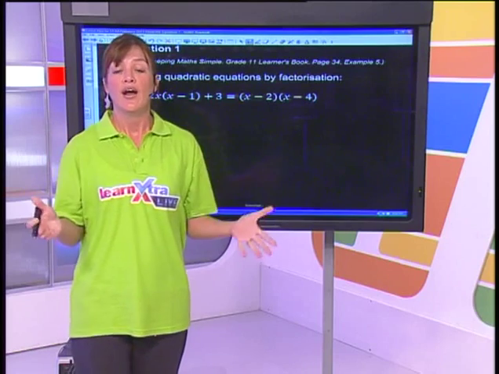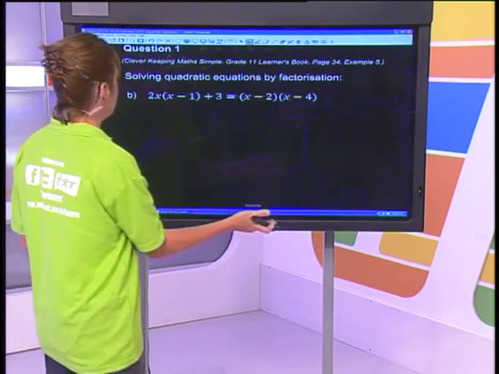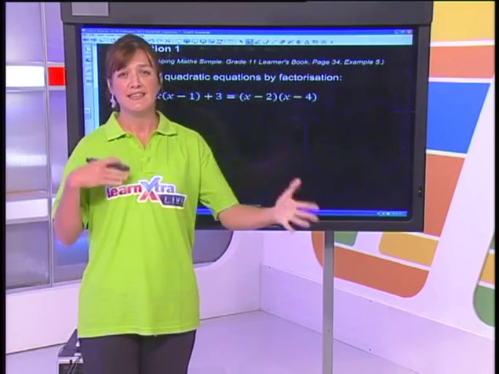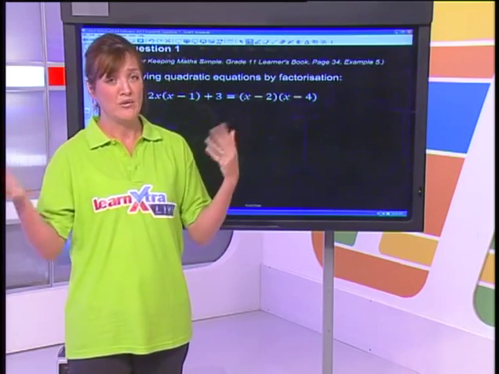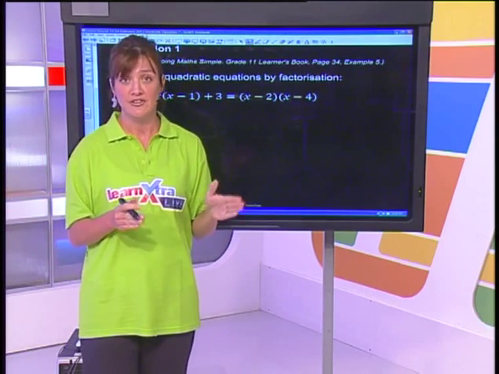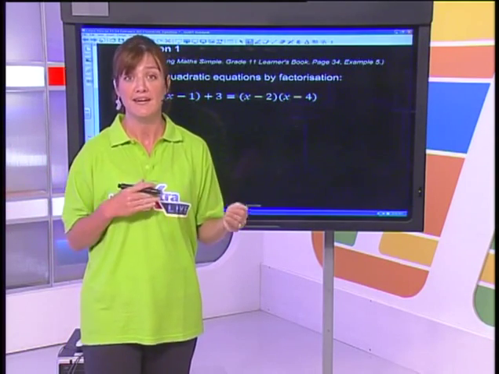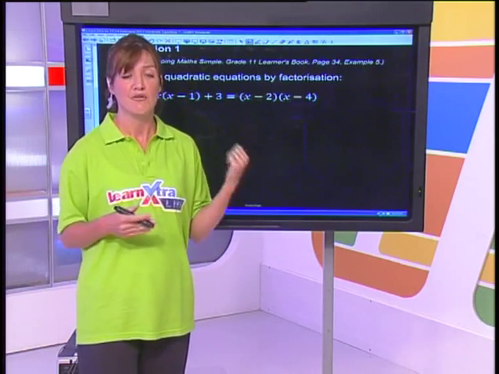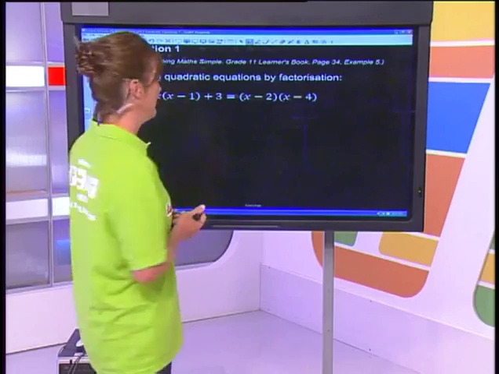Okay, now let's look at one that maybe is a little bit more involved. Okay, at the very start of it, I can't see any x squareds. So at the moment, there's no x squared, so it might not be a quadratic equation. But what we are going to have to do is start off by getting rid of those brackets. We need to tidy up. And by tidying up, we're going to find that we'll probably get some x squareds involved here.